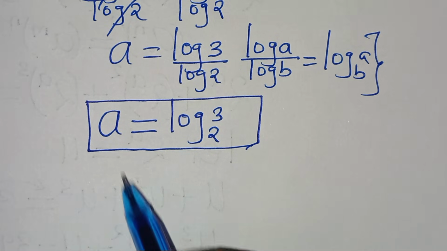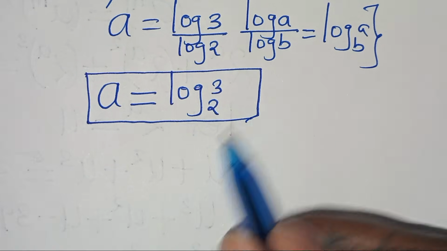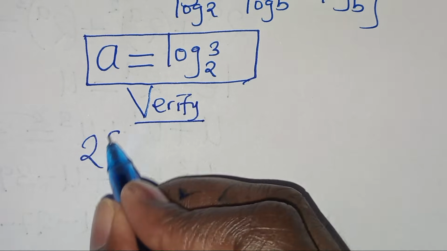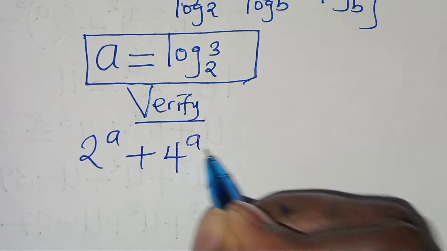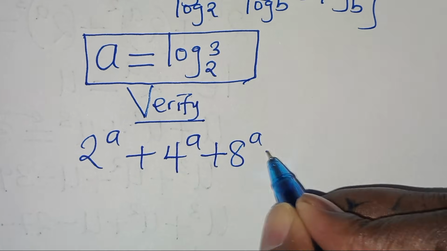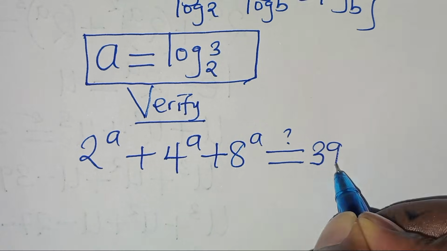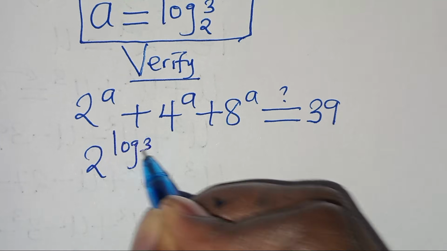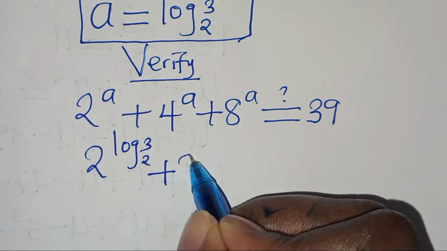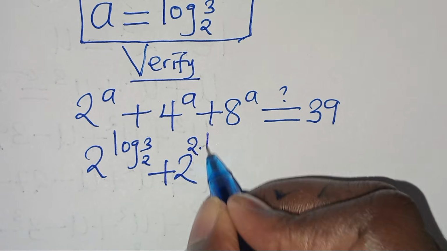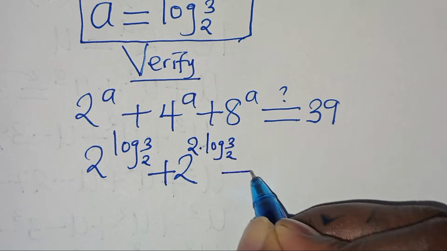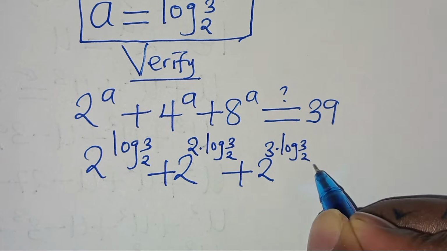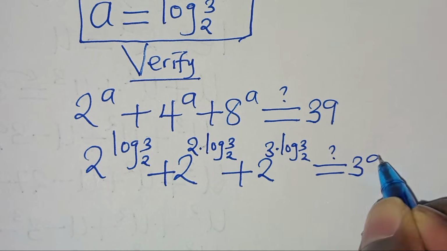Now, let's verify that this value of a satisfies the equation. So we have 2 to the power of a plus 4 to the power of a plus 8 to the power of a. This should give us a value of 39. So this is 2 to the power of log 3 to base 2, then plus 4, which is the same thing as 2 to the power of 2 times log 3 to base 2, then plus 2 to the power of 3 multiplied by log 3 to base 2. This is supposed to give us a value of 39.